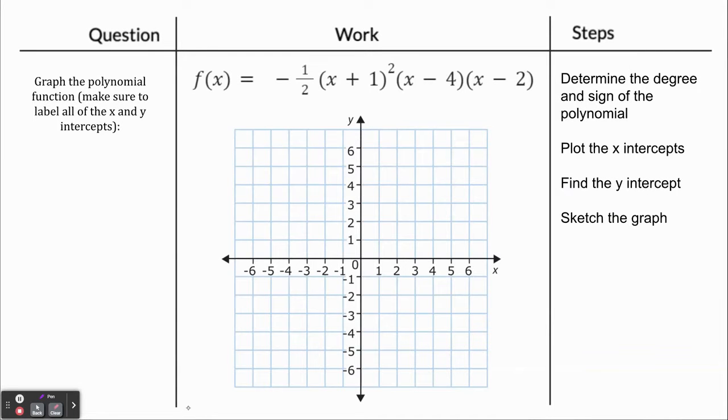Here we're asked to graph the polynomial function. Make sure to label all the x and y intercepts. So first thing I'm going to do here is determine the degree and the sign of my polynomial. First things first here, I have x plus 1 squared.